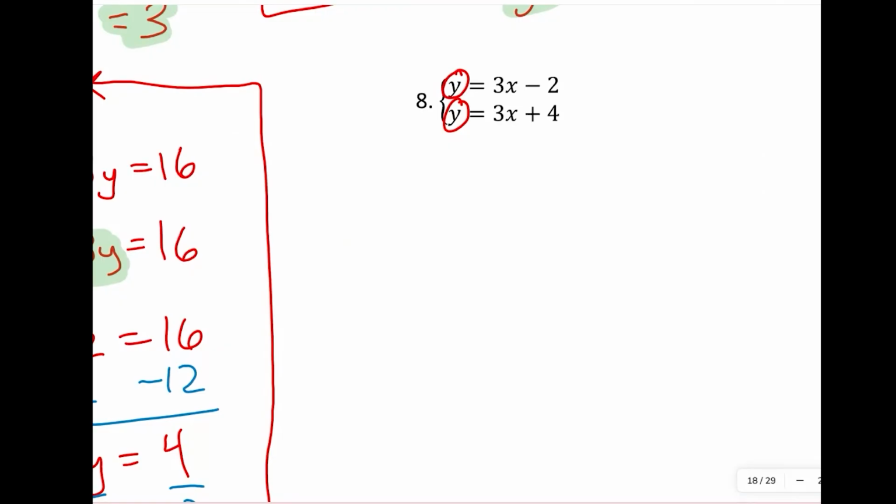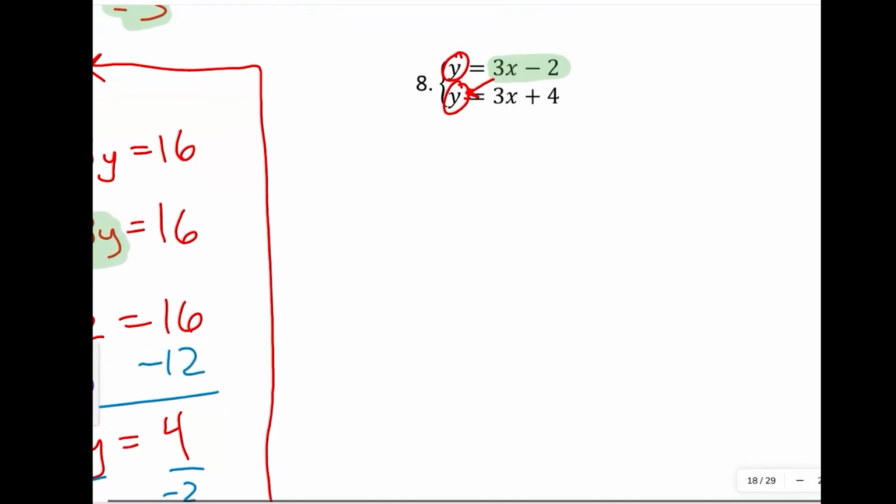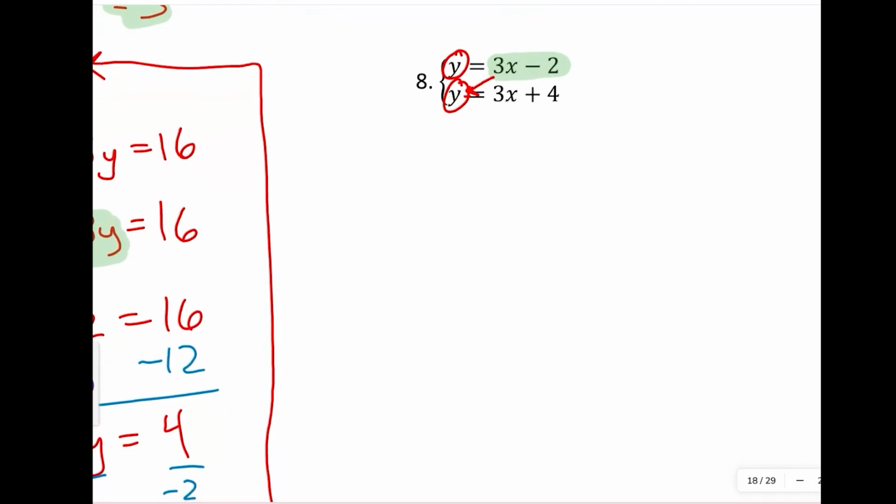So yeah, we're going to take that 3x minus 2, and it doesn't really matter which one you substitute into the other one. Here I'm going to take this 3x minus 2 and plug that into y, because y is 3x minus 2. So if both equations have the variable isolated, effectively what you're going to do is just set them equal to each other. So here I'd have 3x minus 2 equals 3x plus 4.